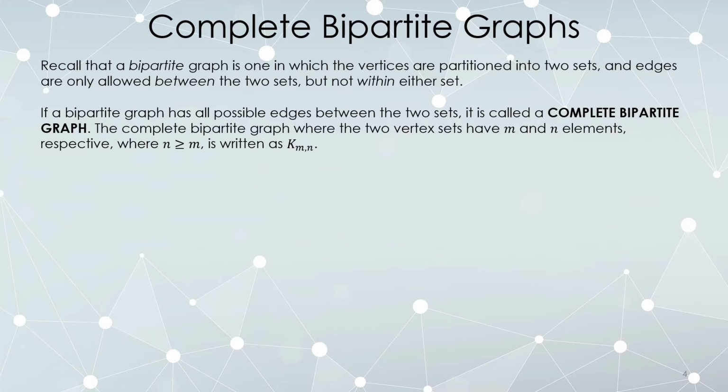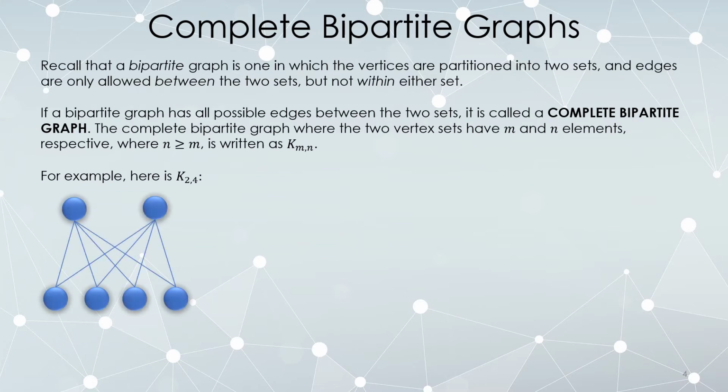So if I have a complete bipartite graph where the first vertex set has m elements and the second has n, and by convention that second number is larger than or equal to the first, we write it as K sub m,n. So for example, K sub 2,4 is going to have a set with 2 vertices and a set with 4 vertices and all possible connections between them, like this. So on top, we have 2 vertices, on bottom we have 4, but those two sets are connected between each other as much as possible.